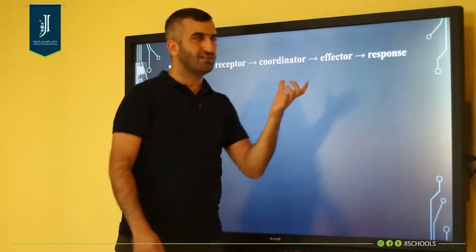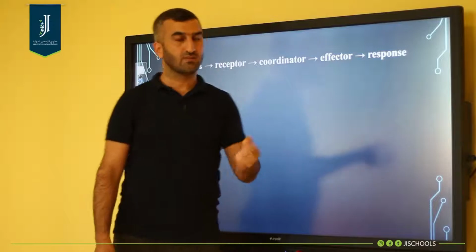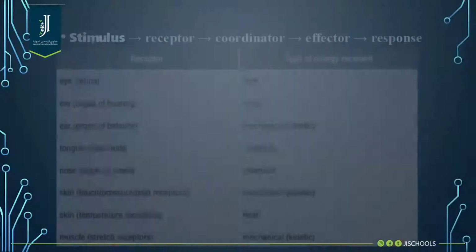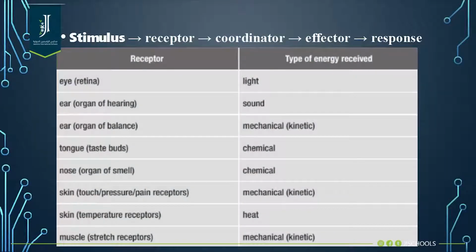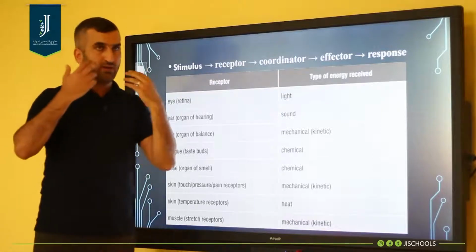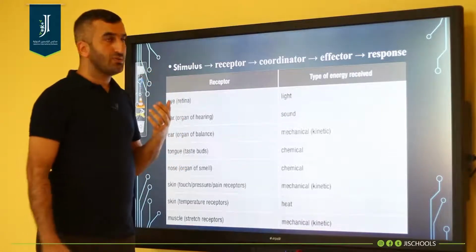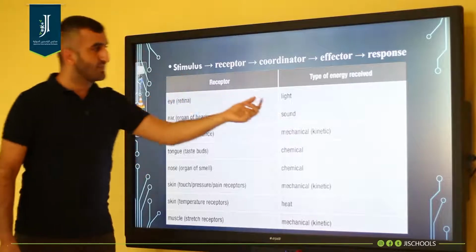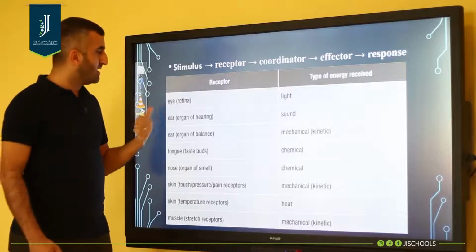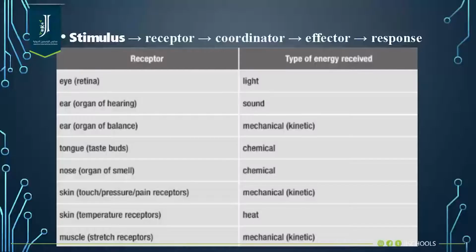It's usually very fast. This process takes milliseconds, but at the end, it's coordinated by the brain and the spinal cord. So we have different types of receptors that can detect different stimuli. The first one is the eye. The eye is a sense organ that can detect a stimulus, which is light. The receptors are found in the retina. We'll see those later.